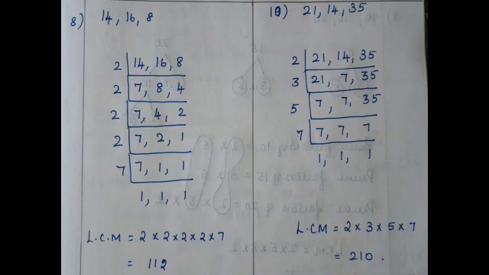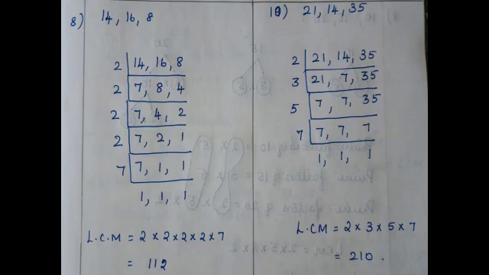Then take 7 as the smallest common prime factor and you start dividing. So now you have no common prime factor, so you will stop with this. Okay. So the LCM is equal to 2 into 2 into 2 into 2 into 7, which is nothing but 112.